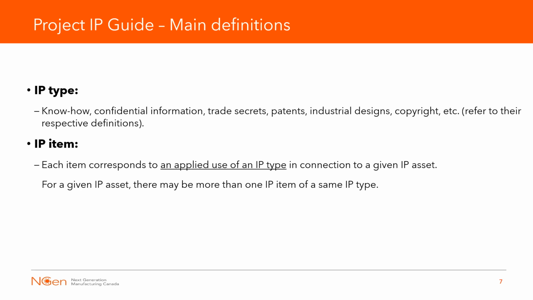An IP item corresponds to an applied use of an IP type in connection to an IP asset. Oftentimes, there will be more than one IP item used for a given IP asset. For example, patents, which involve a public disclosure, are often used in combination with trade secrets. For a given IP asset, there can also be more than one IP item of the same IP type.